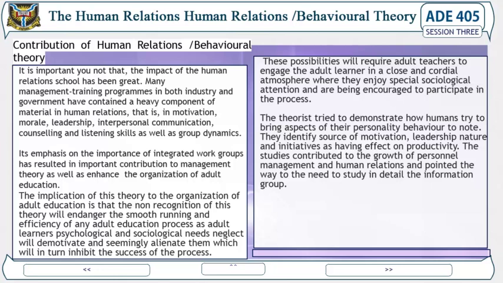The theorists try to demonstrate how humans bring aspects of their personality and behavior to note. They identify sources of motivation, leadership nature, and initiatives as having effect on productivity. The studies contributed to the growth of personnel management and human relations and pointed the way to the need to study in detail the informal group.